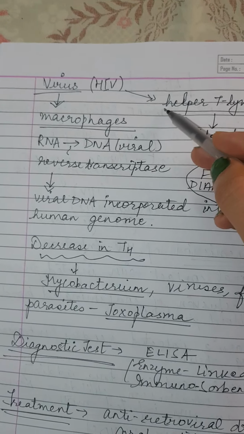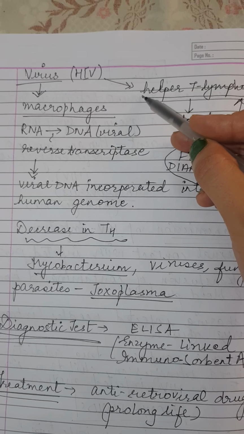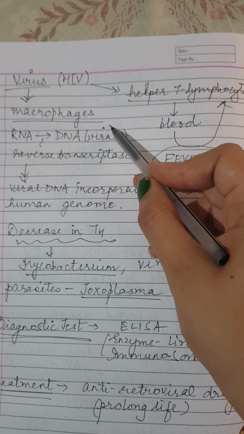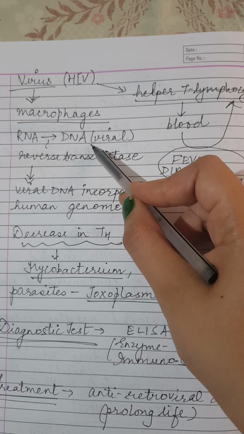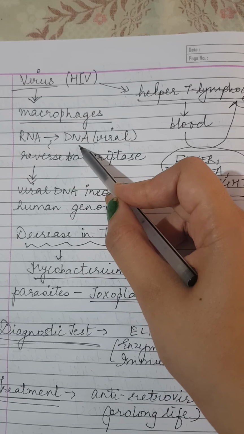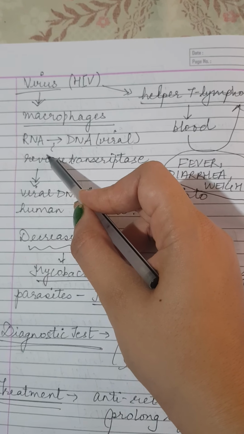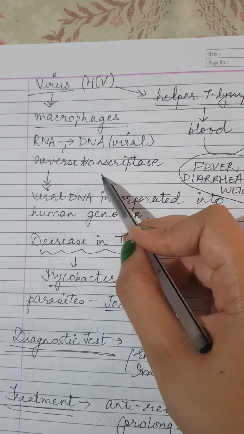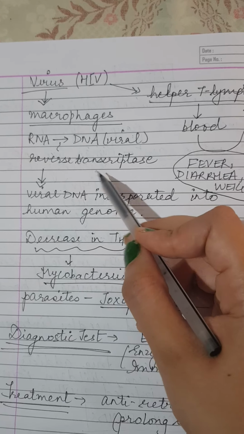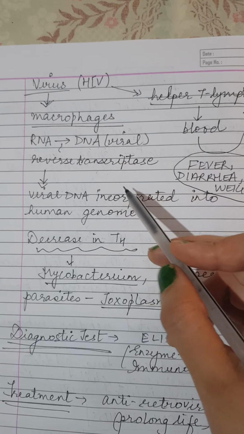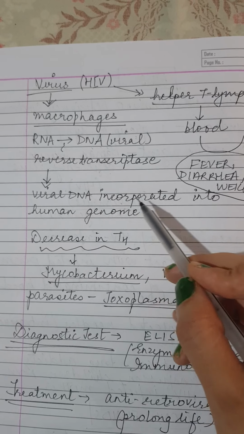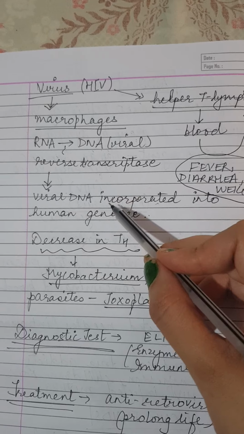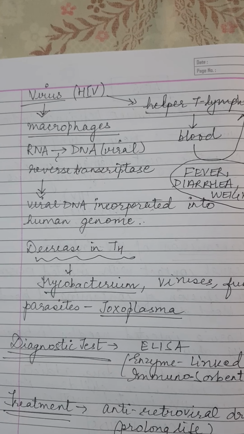Next, how the virus enters the body and multiplies. The HIV virus firstly attacks the macrophages, which we know are a type of lymphocytes. There they are going to integrate their DNA. How? Because RNA is the genetic material, they will convert RNA into DNA using their enzyme reverse transcriptase. So now viral DNA is formed. This viral DNA is going to be incorporated in the human genome and then it will be replicated. Then macrophages are going to release HIV.